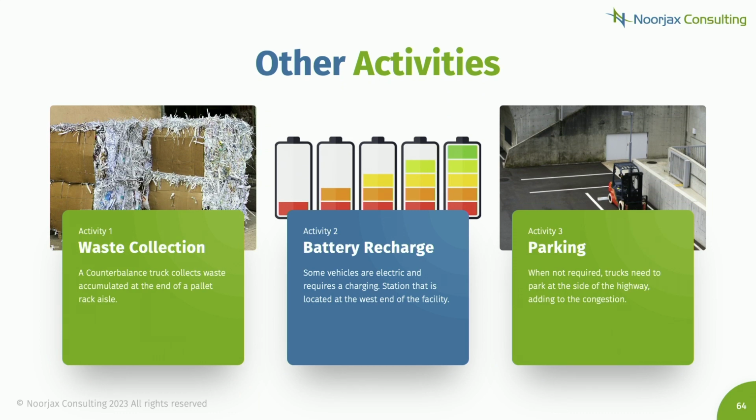Now, there are a few other activities that occur here. One of them is the waste collection. So there's a counterbalance truck that goes around the whole facility collecting waste from the aisles. And they have to stop in the aisle, collect the waste, and then continue. This causes congestion. They also have to recharge batteries. Some of the material handling equipment needs to do that. And they have to go all the way to the end of the facility, also creating congestion. And finally, you have parking. So some forklifts that have nothing to do need to park in a place that will also cause congestion.